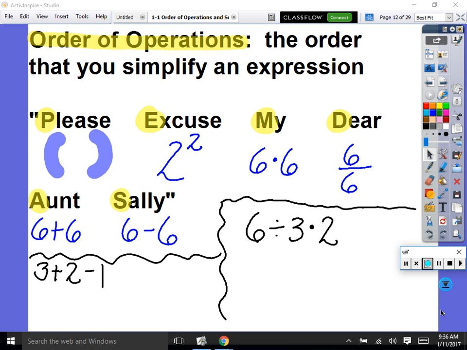Then the last step we'll do is add and subtract anything that's left over to be added and subtracted. Now, addition and subtraction is the same as multiplication and division. You can add first or you can subtract first. It doesn't matter. Does everybody understand? They're equal.